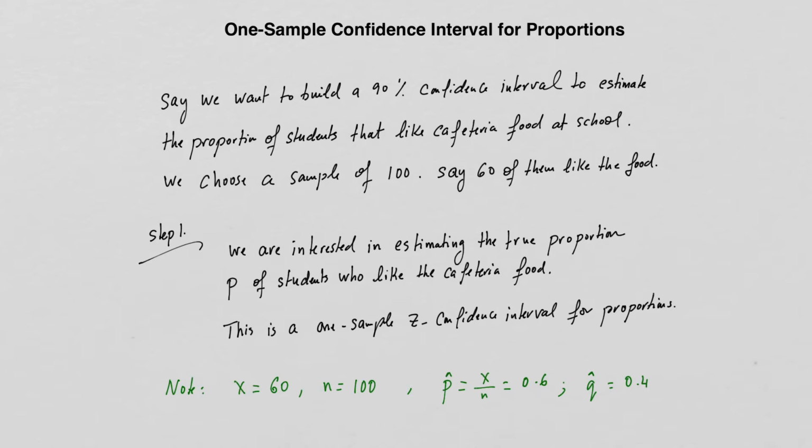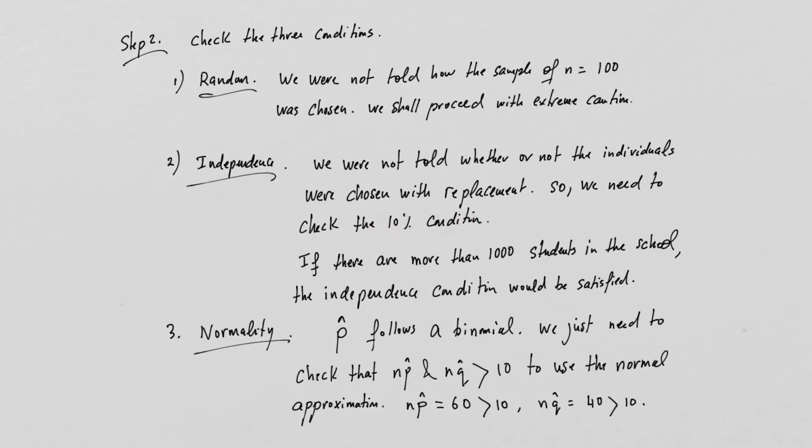If you're not sure how it was conducted, or you didn't do it with replacements, then you have to check the 10% condition. Now, since I took a sample of 100, I'm assuming the school has at least 1,000 students. If the answer is no, let's say the school only has 700 kids, then the 10% condition is not fulfilled. Once again, if the observations are taken with replacement, you don't need to check the 10% condition. If not, or if you're not sure, then you need to check the 10% condition. So this only depends on whether this is done properly. Okay, so that's the idea of independence.